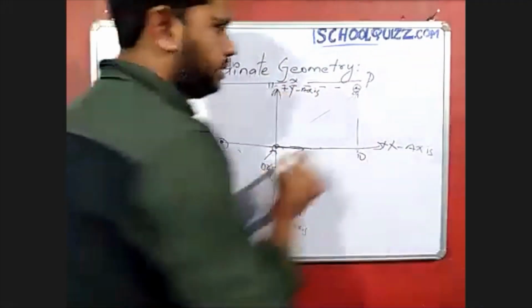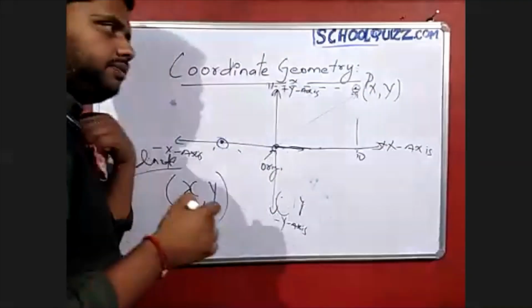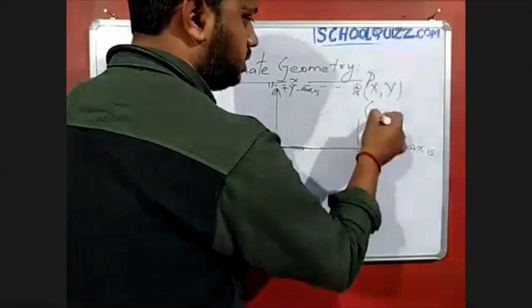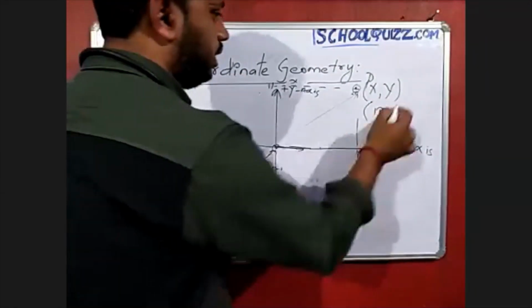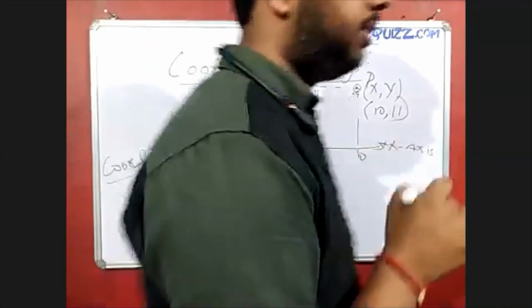So how can we mention that? We know (x, y), that is, the x coordinate comes first and the y coordinate second. So what is the x coordinate? That is 10, and what is the y coordinate here? 11. We can represent the point like that. So that is the exact location of that point P.